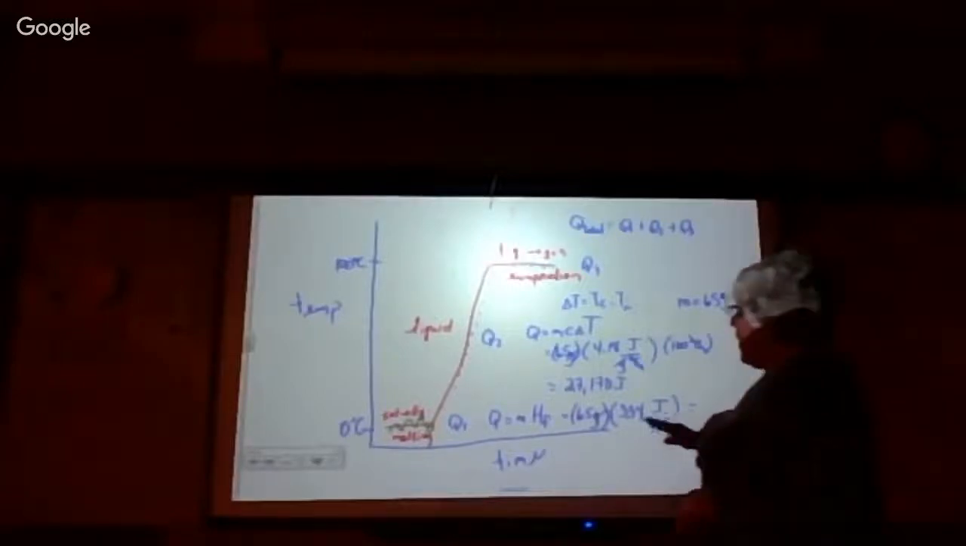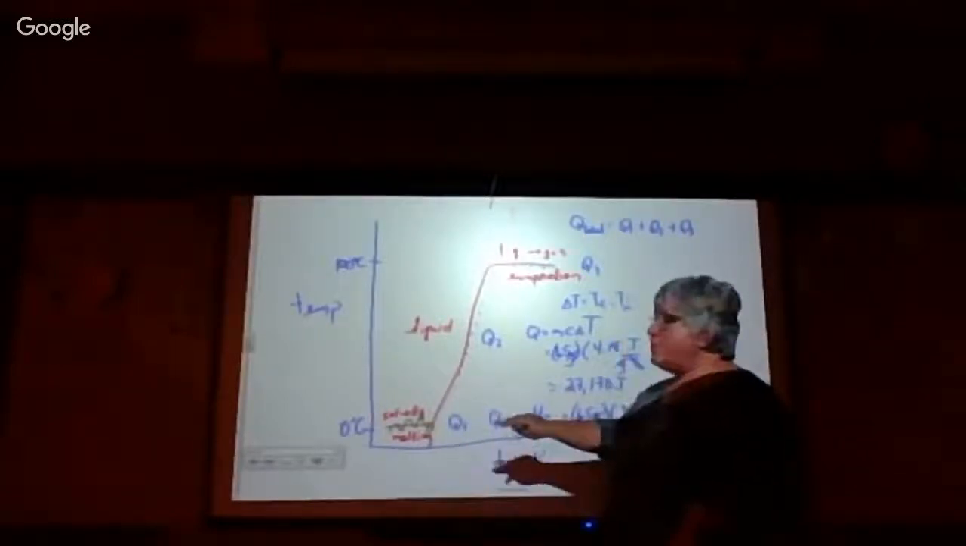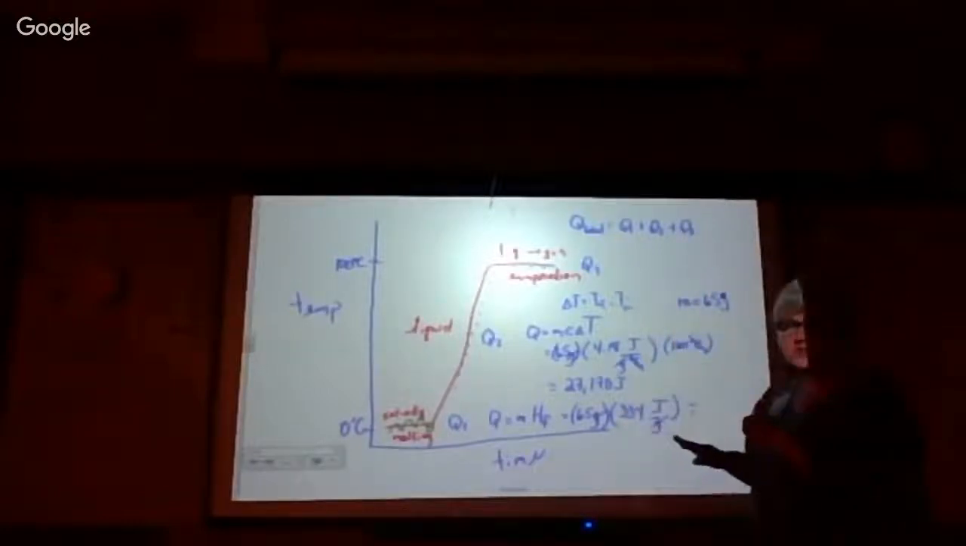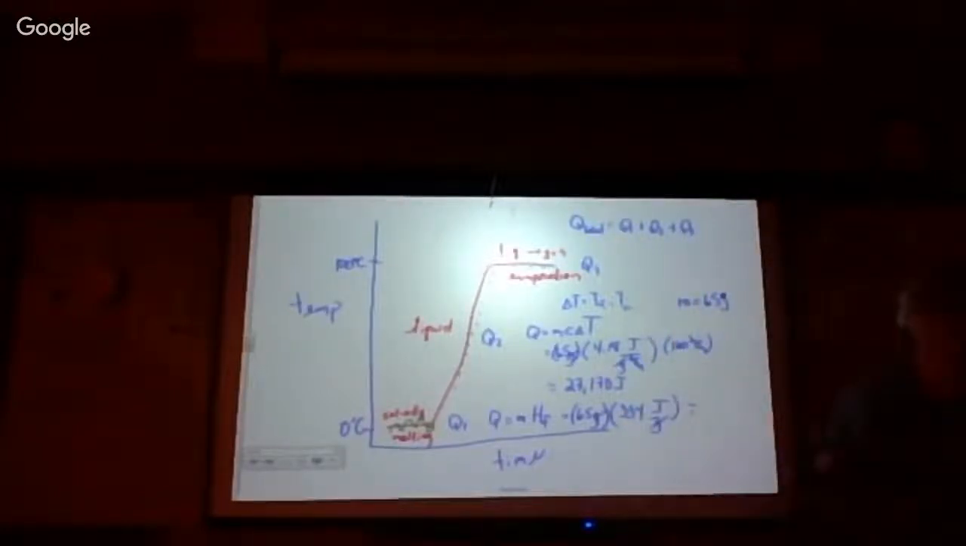So anytime you have these plateaus, you can't use the Q equals MC delta T. You either have to use the heat of fusion when you have melting and freezing, or you have to use heat of vaporization if you have evaporation or condensation. So what did we calculate this to be? 700 what? Okay. Good. All right. So that's Q1.